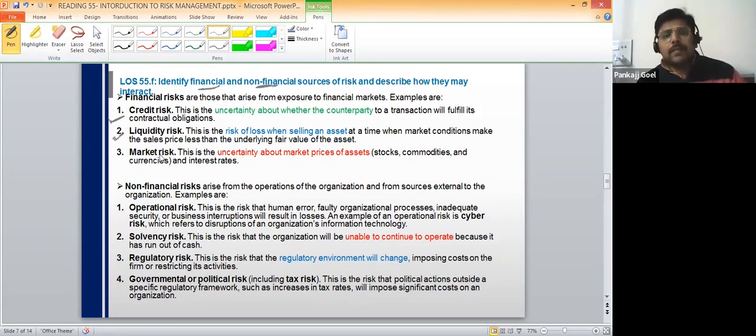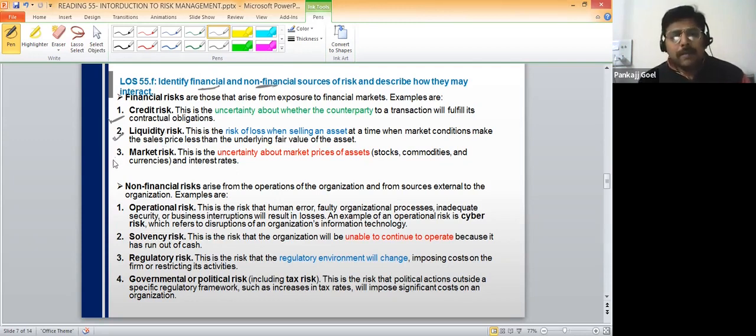Liquidity risk. It means, for example, what happens when we are trying to sell any asset, but we are not able to sell it at the fair value. So that is liquidity risk. It means my asset is not liquid enough, and that is why whatsoever is the fair value, I am not able to get the fair value of it. So that is liquidity risk.